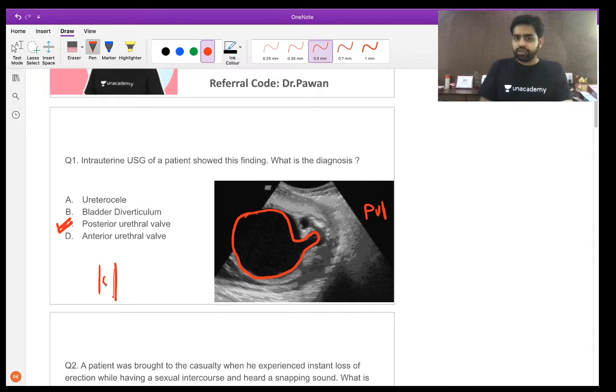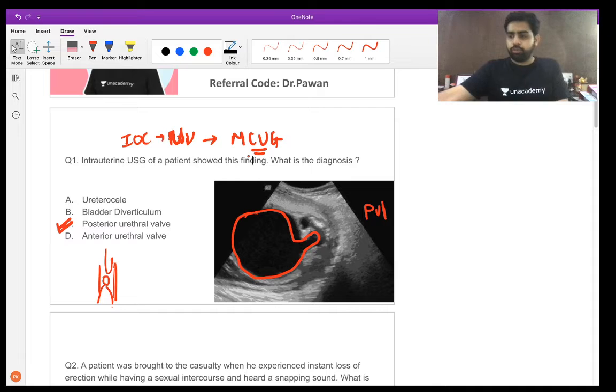Now what is happening in this particular patient? There is a valve which starts at the verumontanum and goes to the urogenital diaphragm, or let's say the external urinary sphincter. So the urine is not allowed to come out, but if you try to pass a catheter, it will go in. This is the characteristic keyhole sign which you see in the intrauterine USG in a patient with a posterior urethral valve. And if I ask you what is the investigation of choice for posterior urethral valve, the answer is MCUG, micturating cystourethrogram.